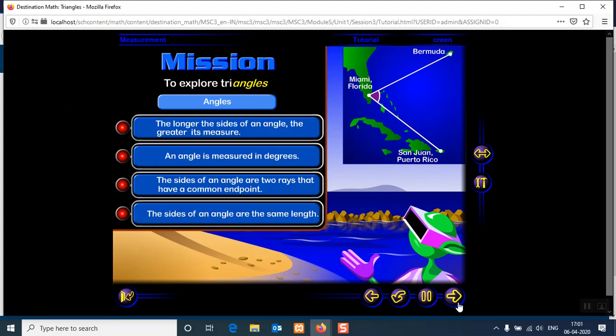Which of the following do you think are always true about an angle?